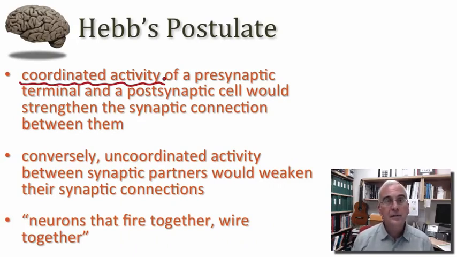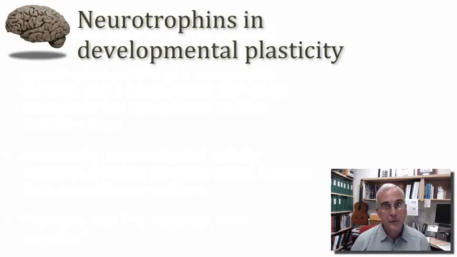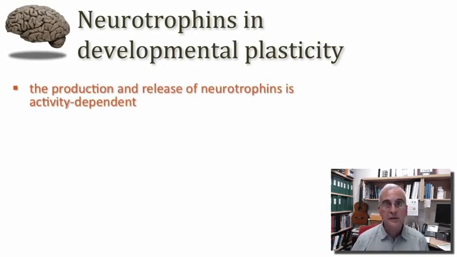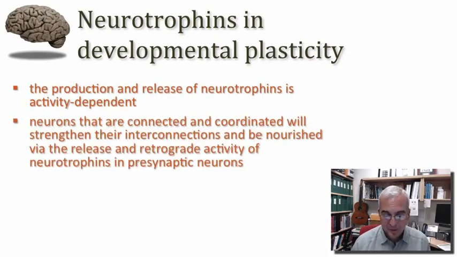but the long-lasting impact is going to require additional molecular signals, and perhaps that's where neurotrophins come in. So let's try to weave into this story what we learned in our last tutorial about the importance of neurotrophins for promoting the growth and survival of neurons and their connections. One important point to emphasize is that the production and release of neurotrophins is activity dependent.